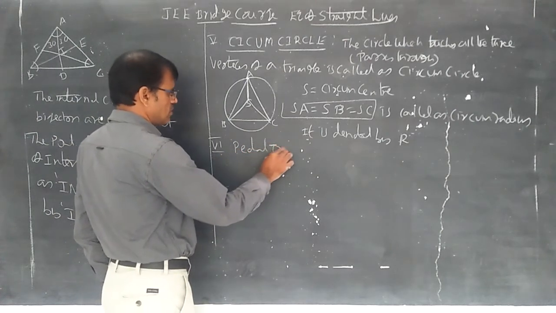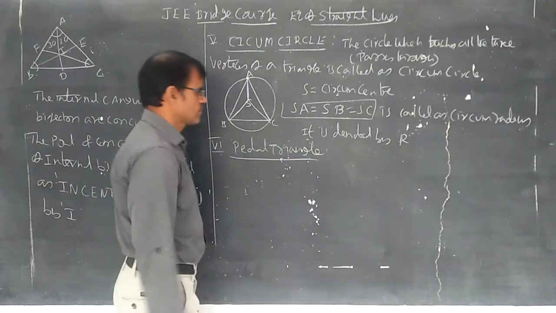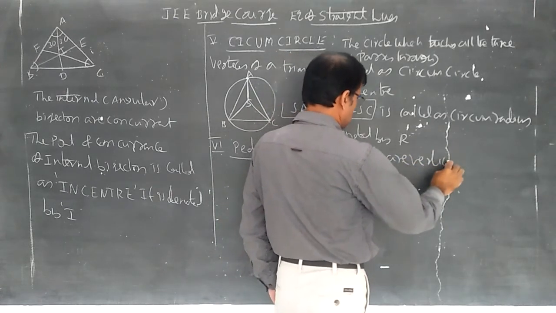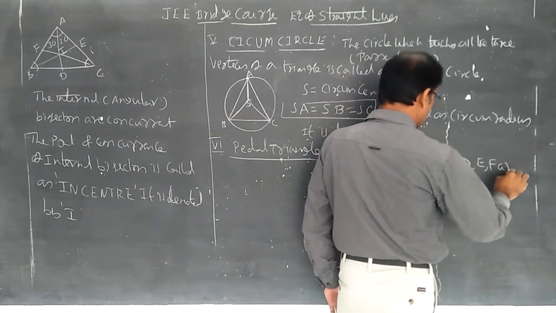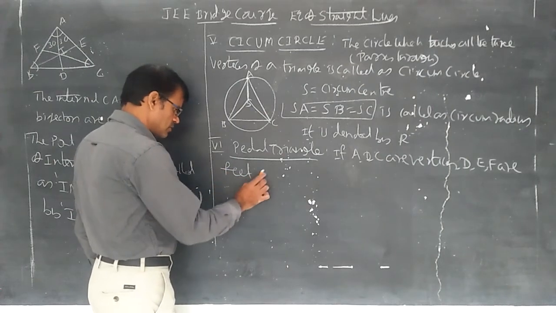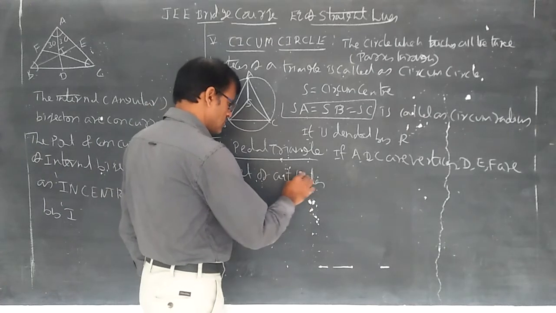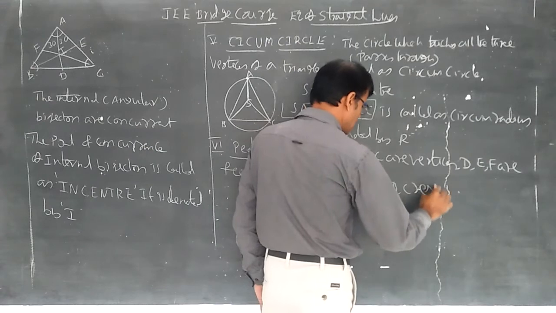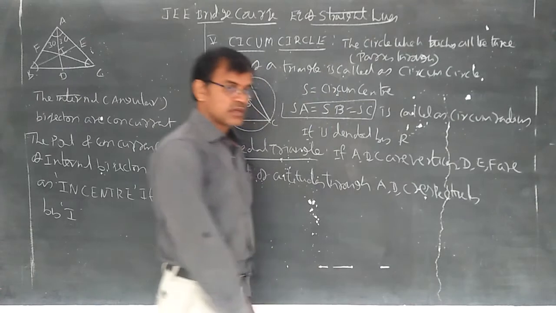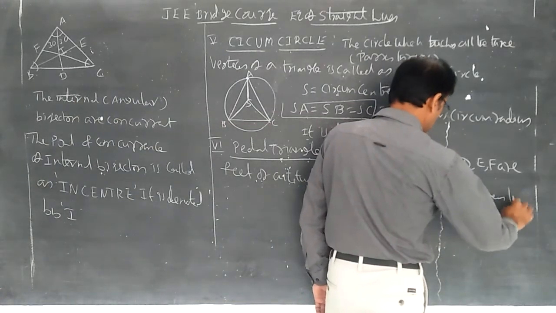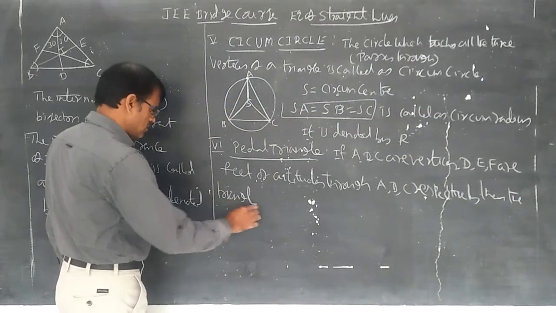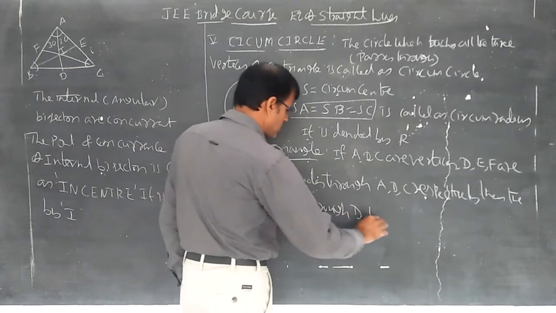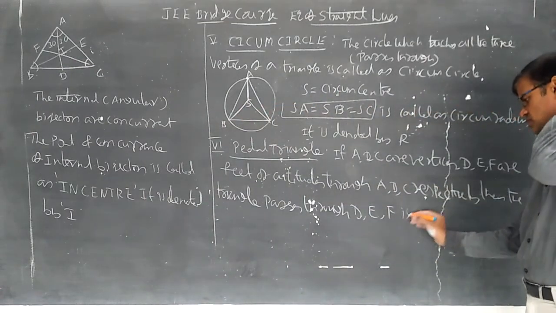Now, next concept you can understand using this one. Pedal triangle. If A, B, C are vertices, and D, E, F are feet of altitudes through A, B, C respectively, then the triangle passing through D, E, F is called the pedal triangle.